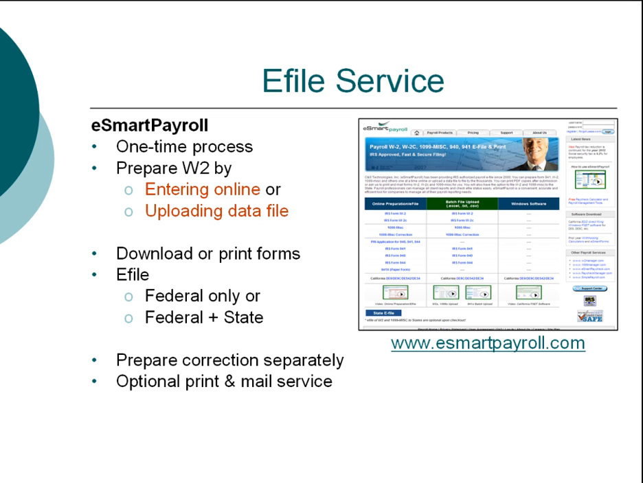eSmart Payroll provides e-file services, where we will transmit information to the Social Security Administration once you have submitted an order. We call this a one-time process, because once you submit, you won't be able to make any changes. So if you make a mistake, you will need to file a correction or a W-2C. You can also request print and mail service, which we will discuss in the next video.